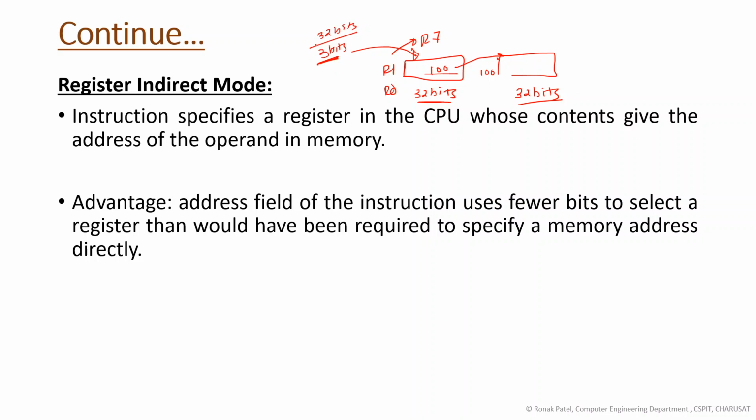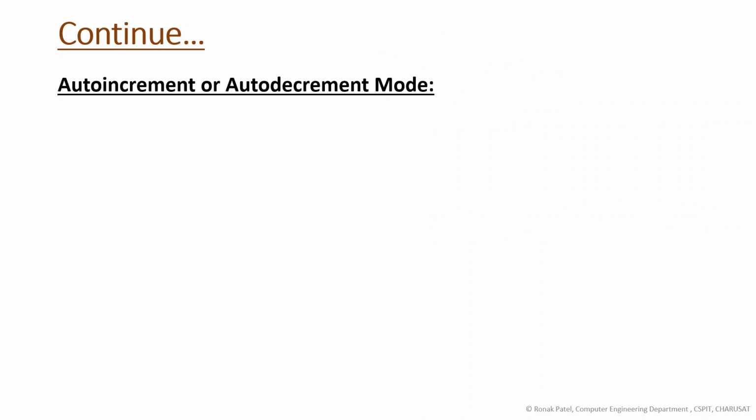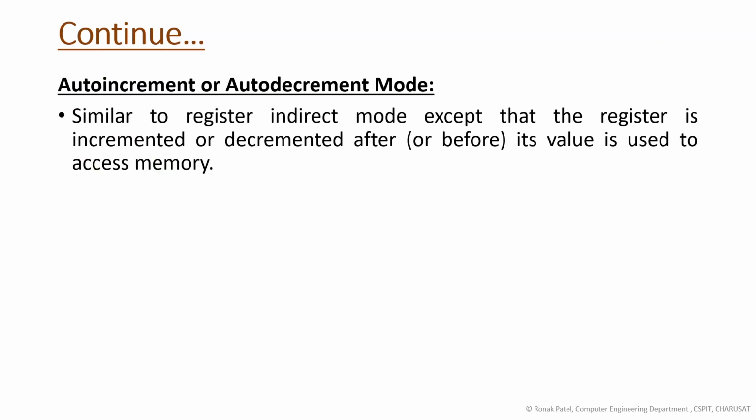Okay. So now you can see we have reduced the size. So this is register indirect mode. Next is auto increment or auto decrement mode. It's similar to register indirect mode, except that the register is incremented or decremented after, right?